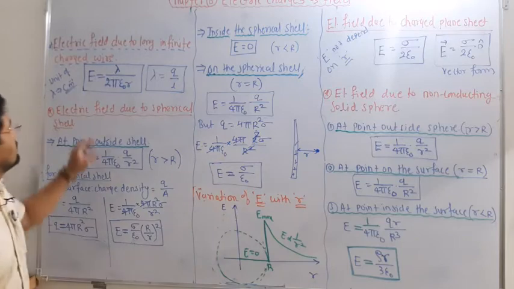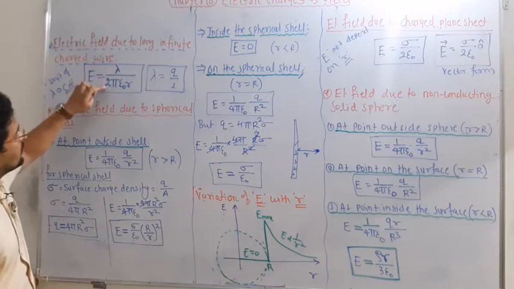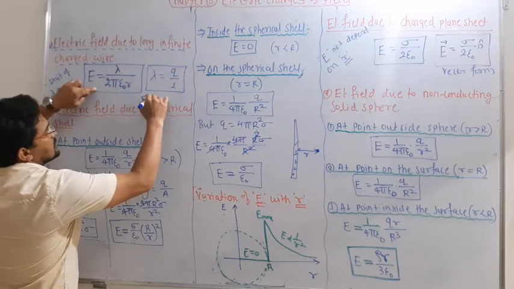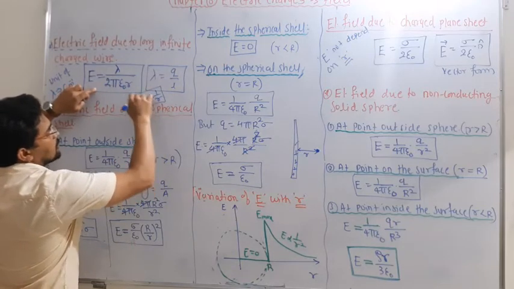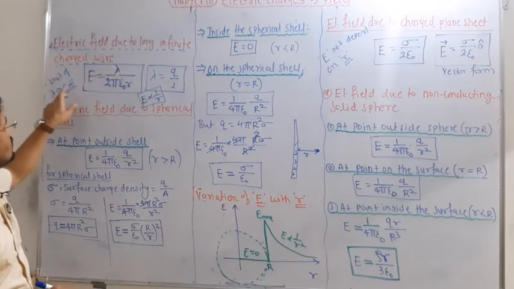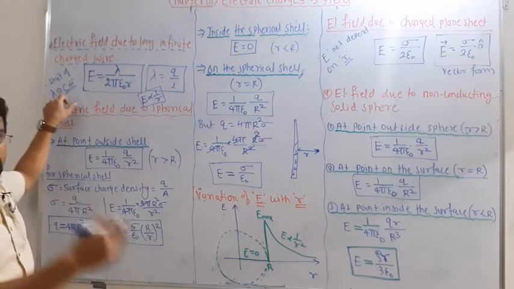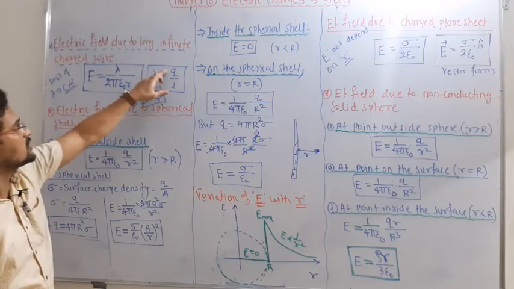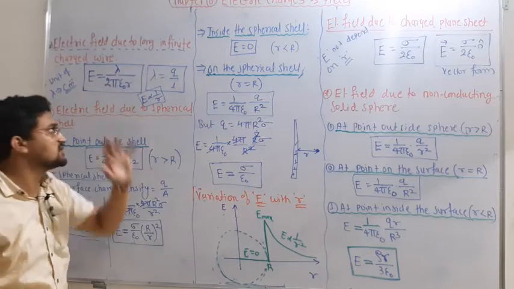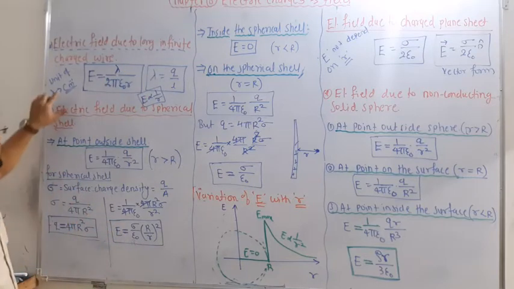It is given by E equals lambda divided by 2 pi epsilon naught r. That means here the electric field is inversely proportional to r, remember, for the infinite long charged wire, and lambda is nothing but the charge density, you can say charge per unit length. So there are linear density, volume density, and surface density. Remember all those formulas and especially their units.